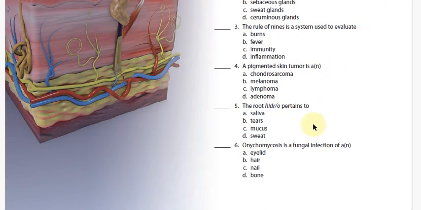And number 6, onychomycosis. Onychomycosis is a fungal infection of a nail. Fungal is an adjective of fungus. Good so far.